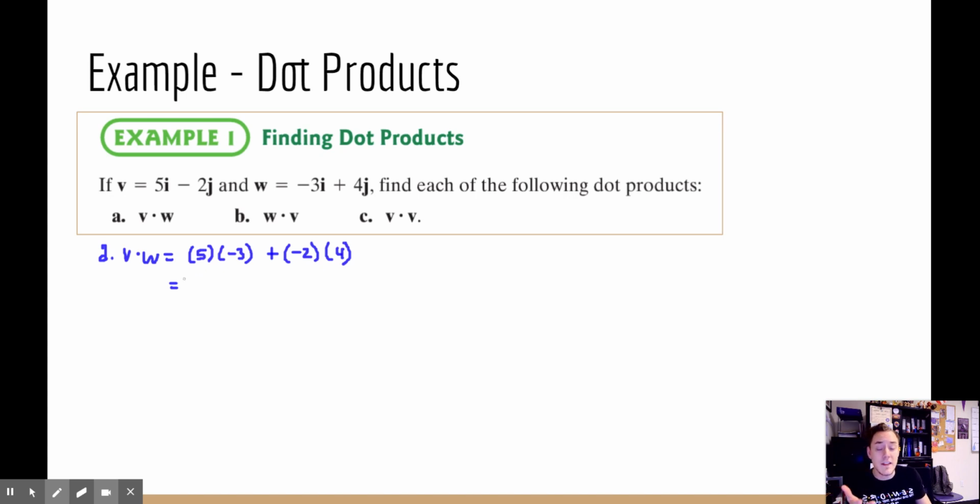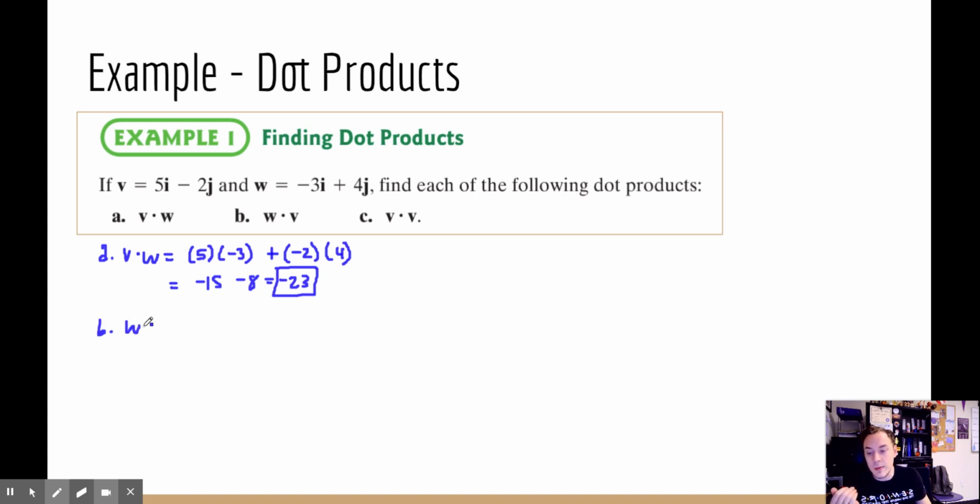So I don't actually get a vector back out. I'm not getting i or j or anything like that out. So this is negative 15 and then minus 8, which is the same thing as negative 23. So no i's or j's anywhere in my problem. It's like a straight up number, which is really odd.